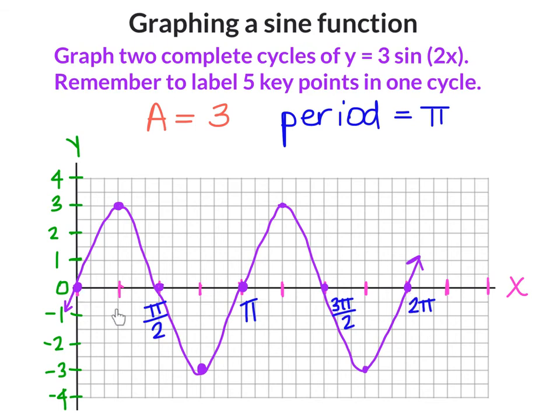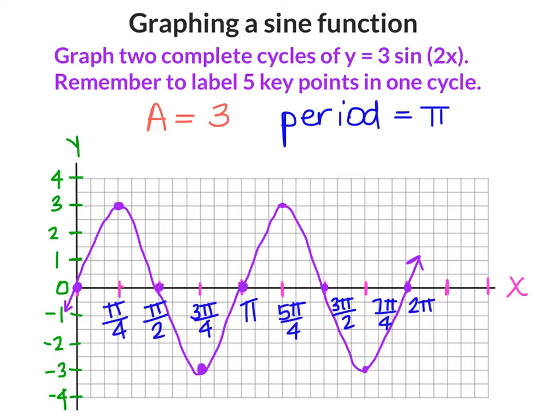And in between 0 and 1 pi is pi over 2, and in between pi and 2 pi is 3 pi over 2. And what happens between this 0 and 1/2 pi is pi over 4. And so here are the rest of the values on my graph for 2 complete cycles.